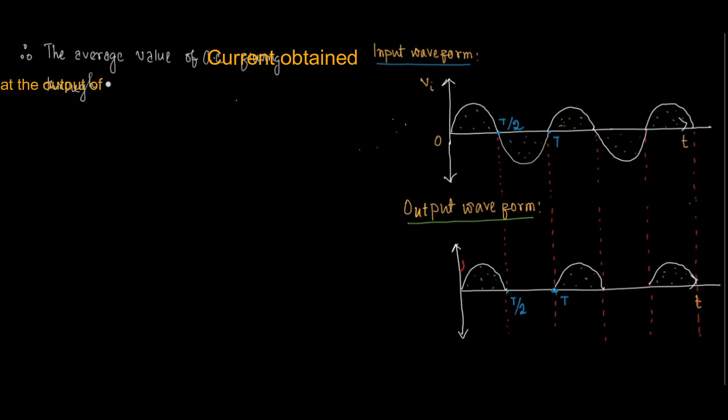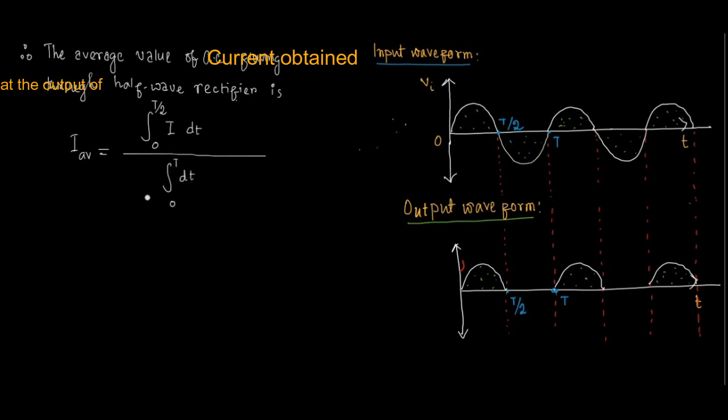Therefore, the average value of current obtained at the output of a half-wave rectifier is given by IAV equal to integration I dt, 0 to T by 2, divided by integration dt, 0 to capital T, where the instantaneous value of current is I, which is equal to I0 sin omega t.